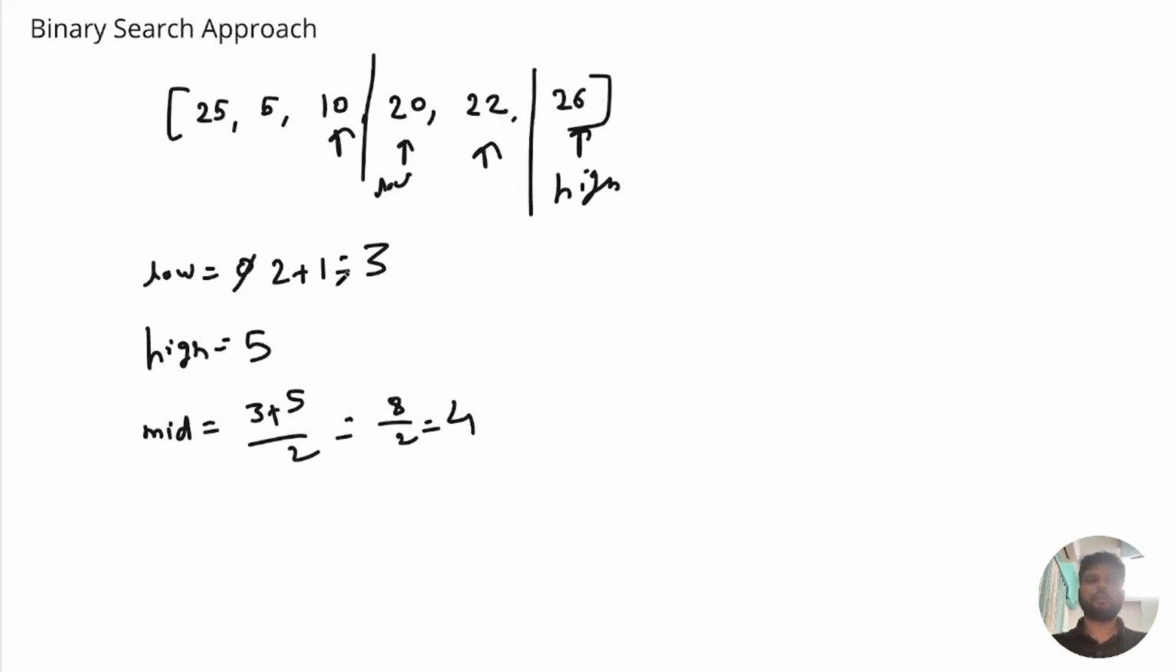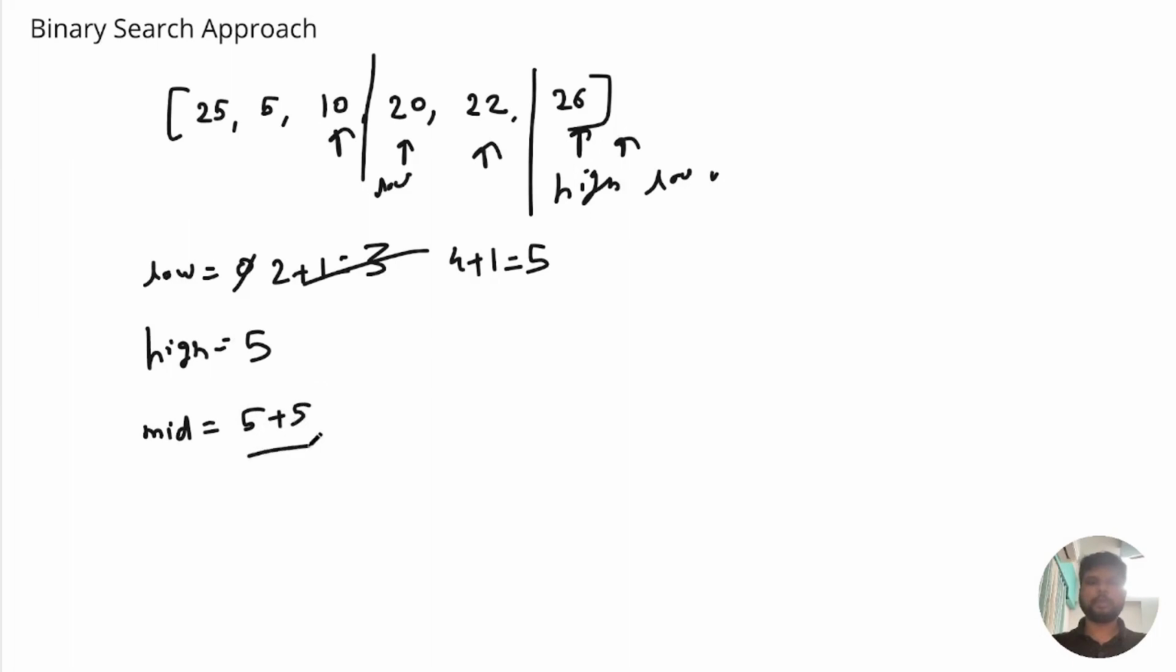Okay, so our low becomes now 4 plus 1, which is equal to 5. Okay, so our low and high will point to the same element. Okay, now let's calculate mid again. So our mid becomes low plus high divided by 2, which gives us 5. Okay, so our mid will point to the same element.